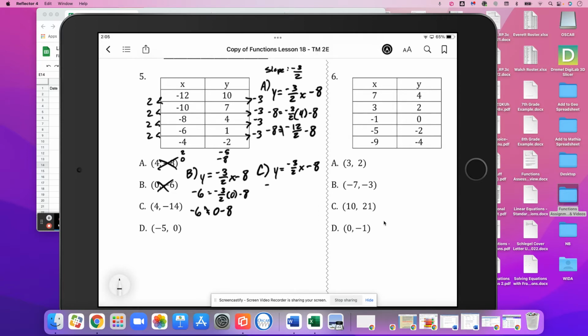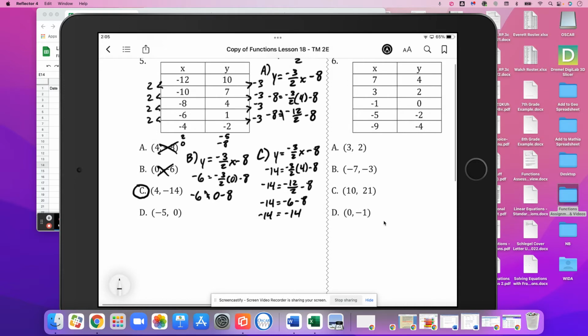C, y equals -3 over 2x minus 8. So we're going to have -14 equals -3 over 2 times 4 minus 8. So -14 is equal to -12 over 2 minus 8. -14 equals -6 minus 8. And yes, -14 is equal to -14. So C is a yes. It does satisfy the function.